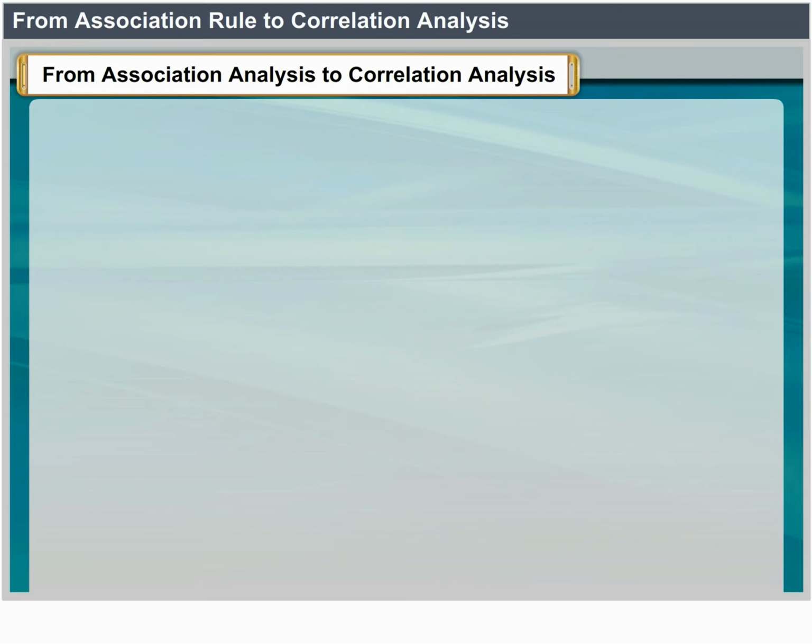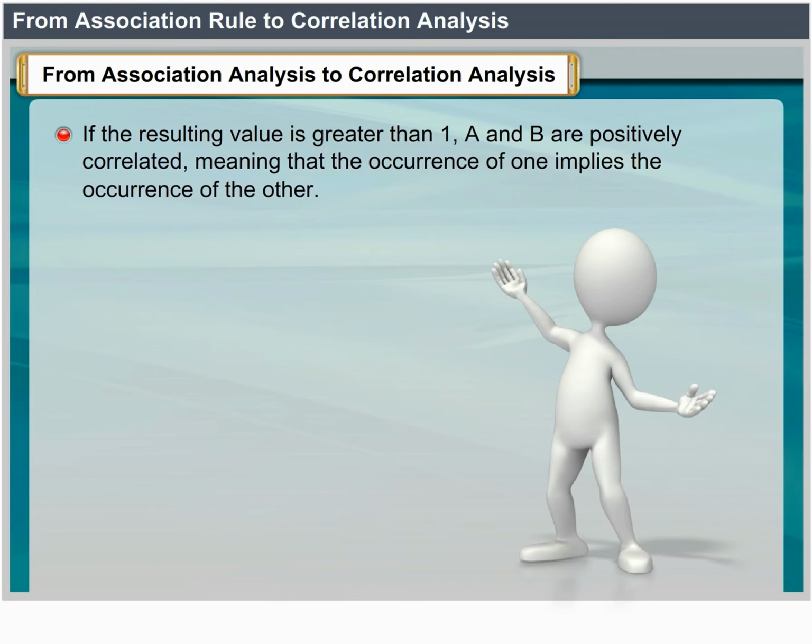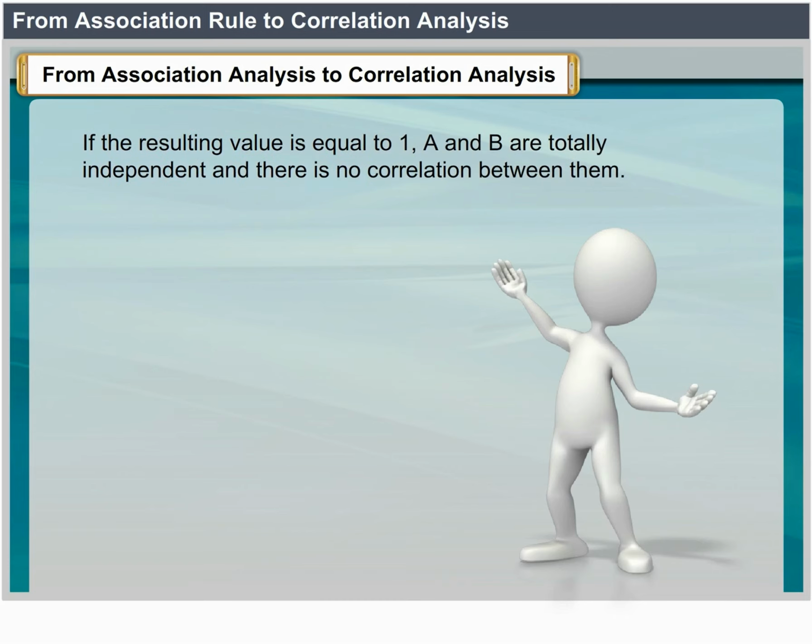If the resulting value of the above equation is less than 1, then the occurrence of A is negatively correlated with the occurrence of B, meaning that the occurrence of one likely leads to the absence of the other one. If the resulting value is greater than 1, then A and B are positively correlated, meaning that the occurrence of one implies the occurrence of the other. If the resulting value is equal to 1, then A and B are independent and there is no correlation between them.